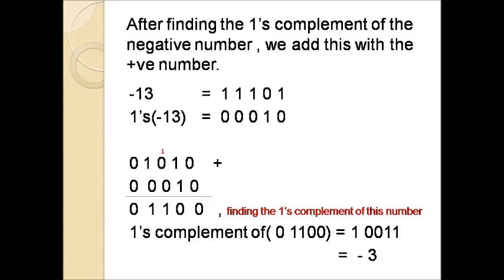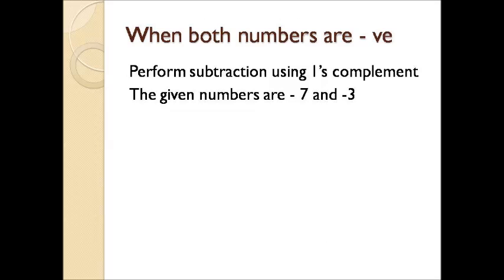Okay, now we are going to see the case when both the numbers are negative. When both numbers are negative means, see the example minus 7 and minus 3. Here both minus 7 and minus 3 are negative numbers. So far we have seen positive number with a higher magnitude, negative number with a higher magnitude. Now we are going to see the examples based on when both numbers are negative.